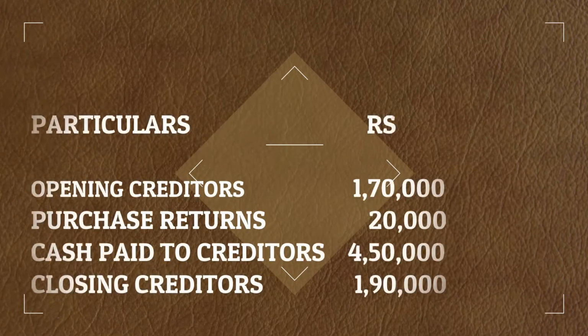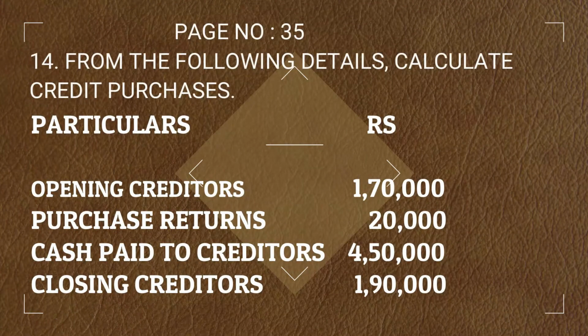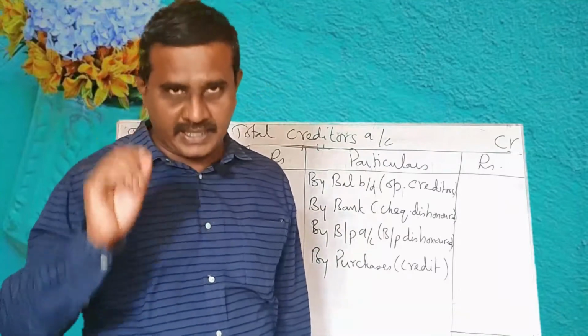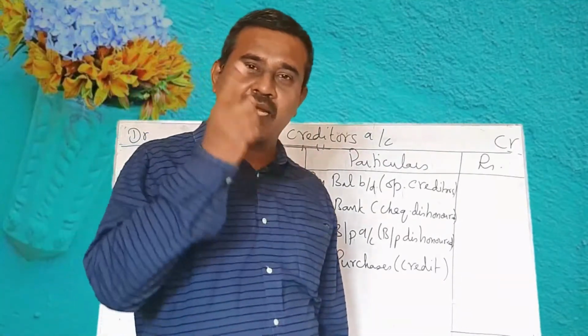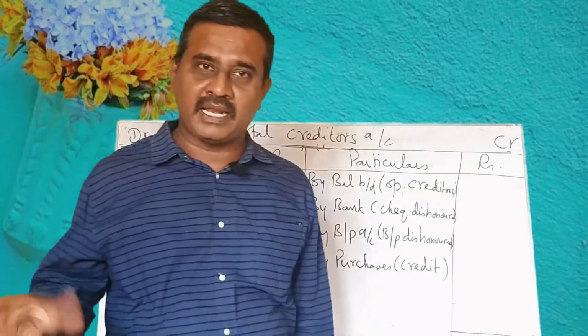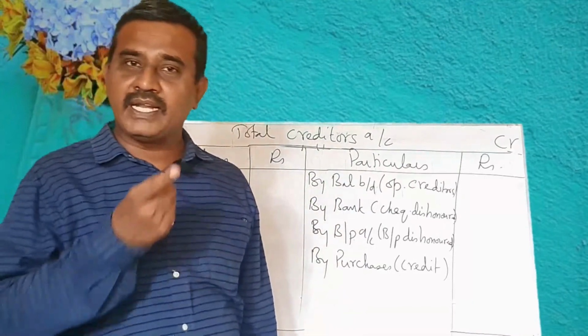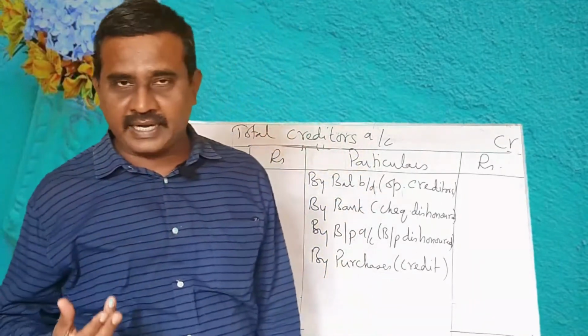Let us do it. From the following, calculate credit purchases. Opening creditors 1,70,000, purchase returns 20,000, cash paid to creditors 4,50,000, closing creditors 1,90,000. This is the sum given to you. Now here you must see one thing. If you are asked to find out credit purchases and bills payable opening balance, closing balance, and bills payable dishonored are given, you have to prepare two accounts: one is the bills payable account and the other is the total creditors account.